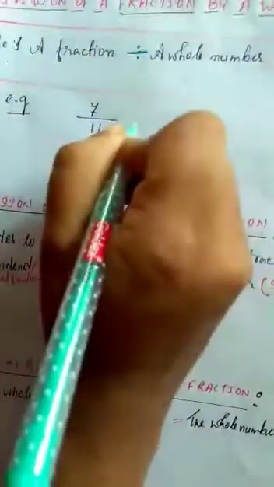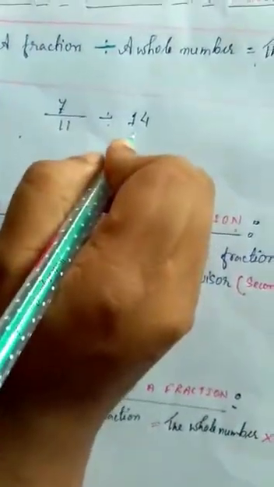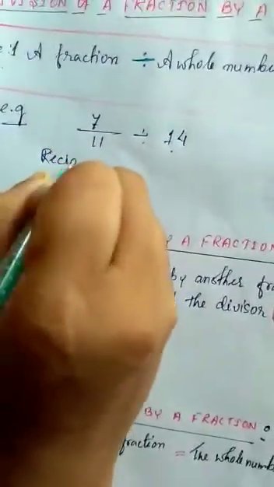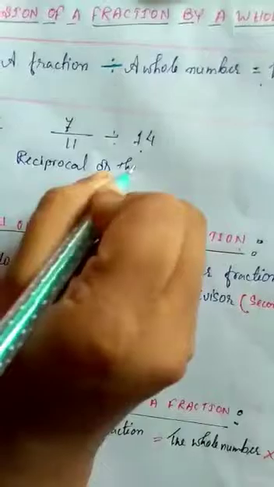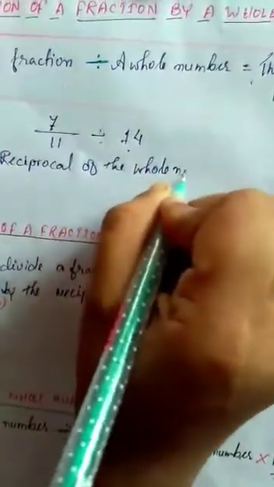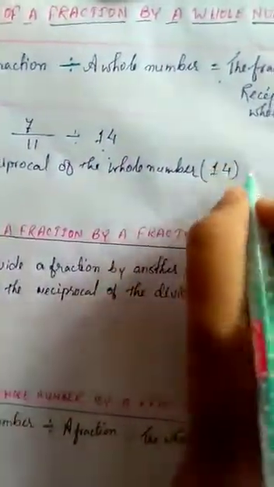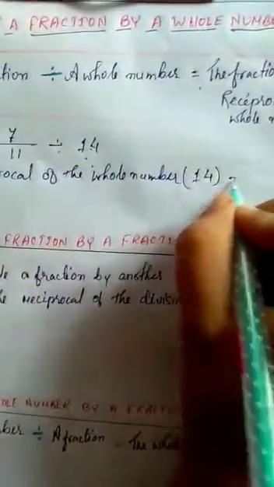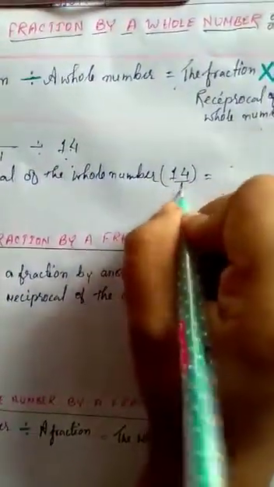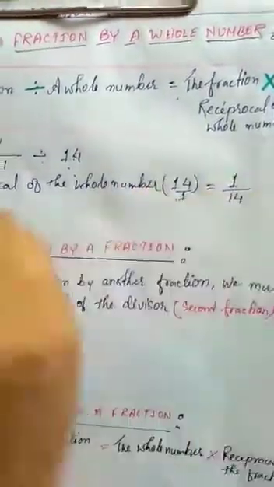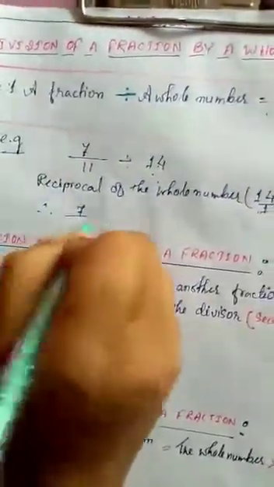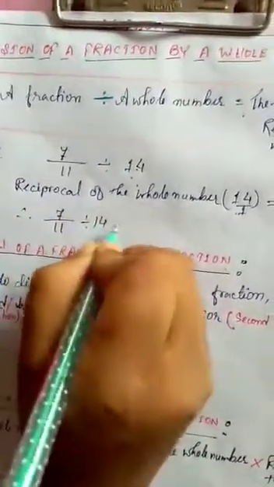See, let's do one example. Suppose 7 by 11 divided by a whole number 14. Okay, how will we do it, children? So at first we'll see the reciprocal of the whole number. Here the whole number is 14. Yes or no? 14 here is a whole number. So the reciprocal of 14, meaning 14 by 1, will be 1 by 14.